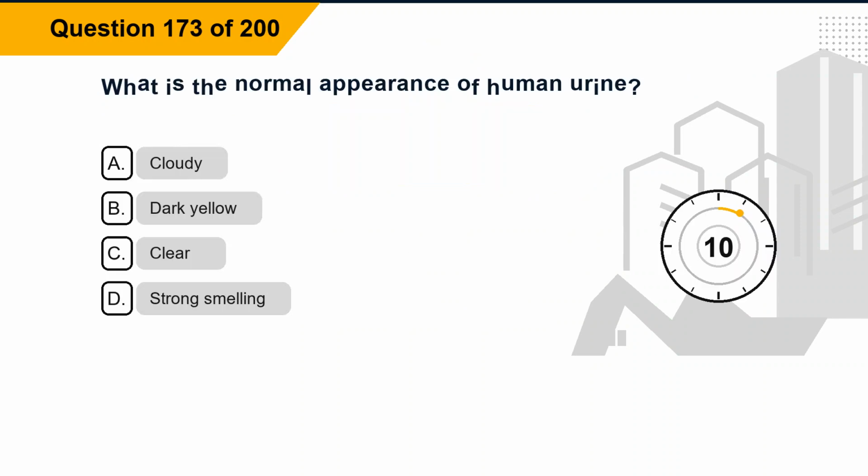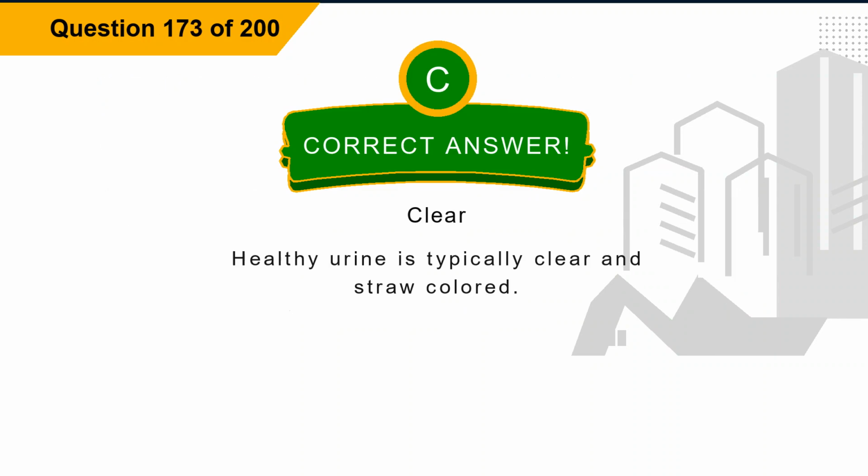Question 173. What is the normal appearance of human urine? Option A. Cloudy. Option B. Dark yellow. Option C. Clear. Option D. Strong smelling. The correct answer is option C. Clear. Explanation. Healthy urine is typically clear and straw-colored.